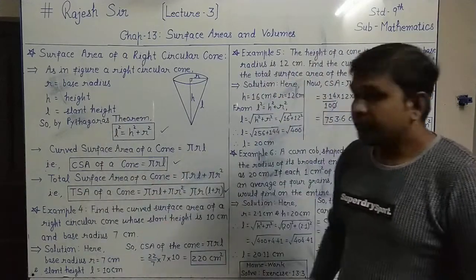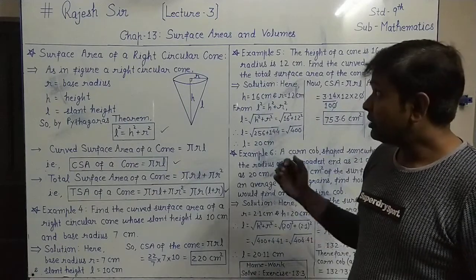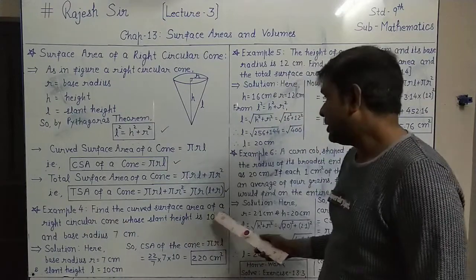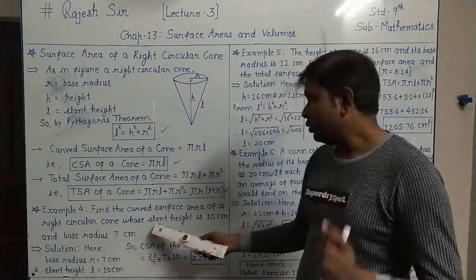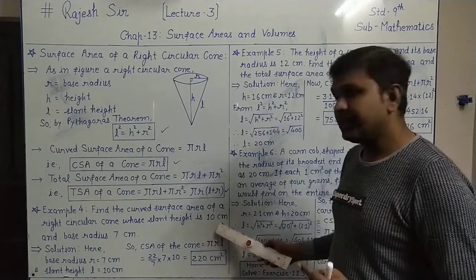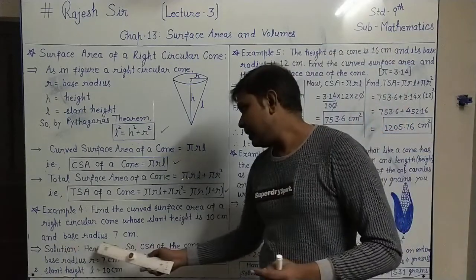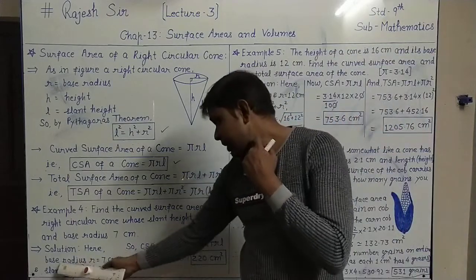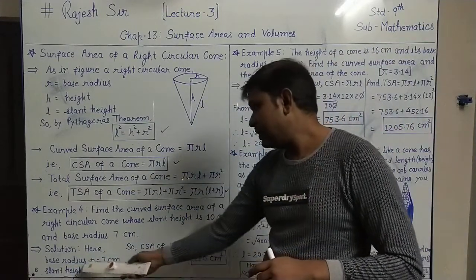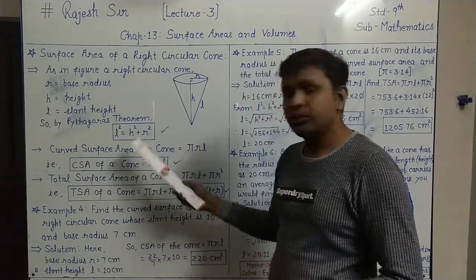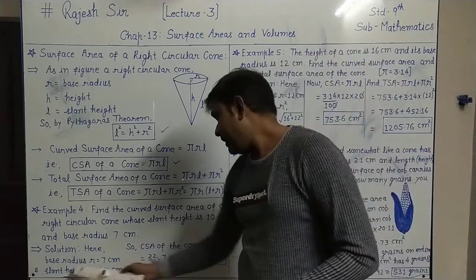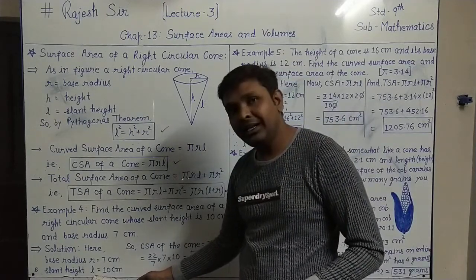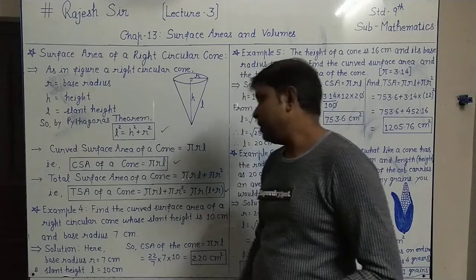Now we have some examples related to the cone. Example 4: find the curved surface area of a right circular cone whose slant height is 10 cm and base radius is 7 cm. In the solution, the base radius is 7 cm given, that is r equals 7 cm, and the slant height is 10 cm given, so L equals 10 cm.